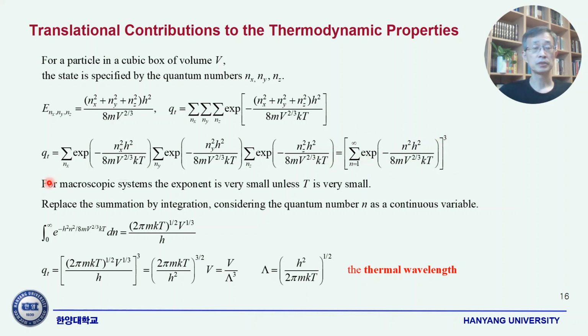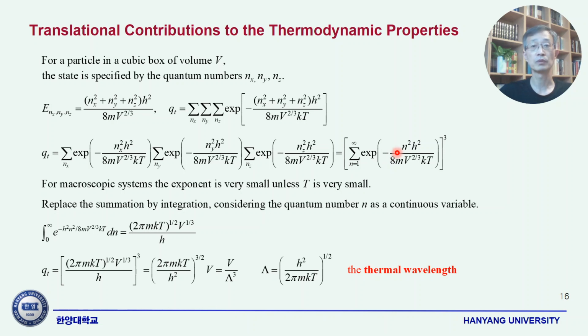And then we consider that T is rather... Well, the energy itself, n squared times h squared over 8mV, is much greater than kT, unless the T is very small. So in an ordinary situation, like dealing with room temperature, kT is very small compared to n squared h squared. So we can consider this a very small number.